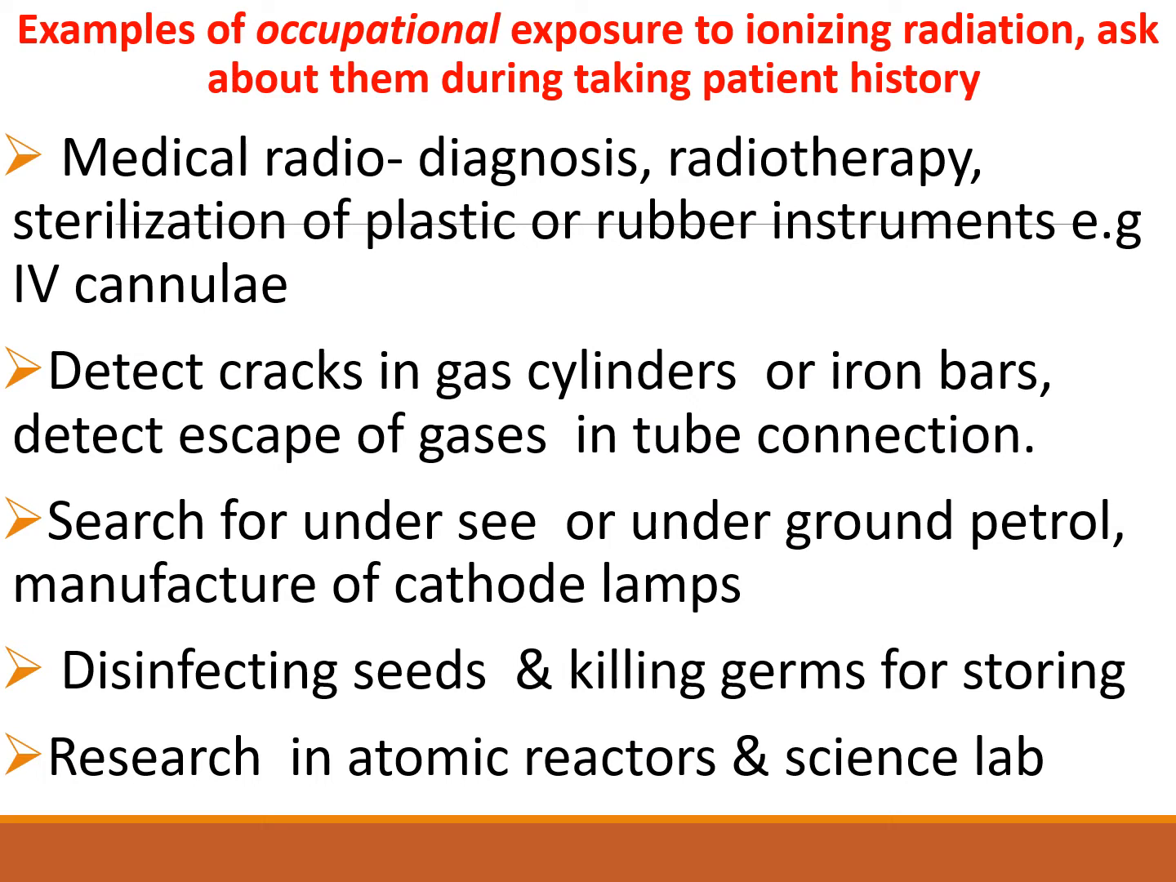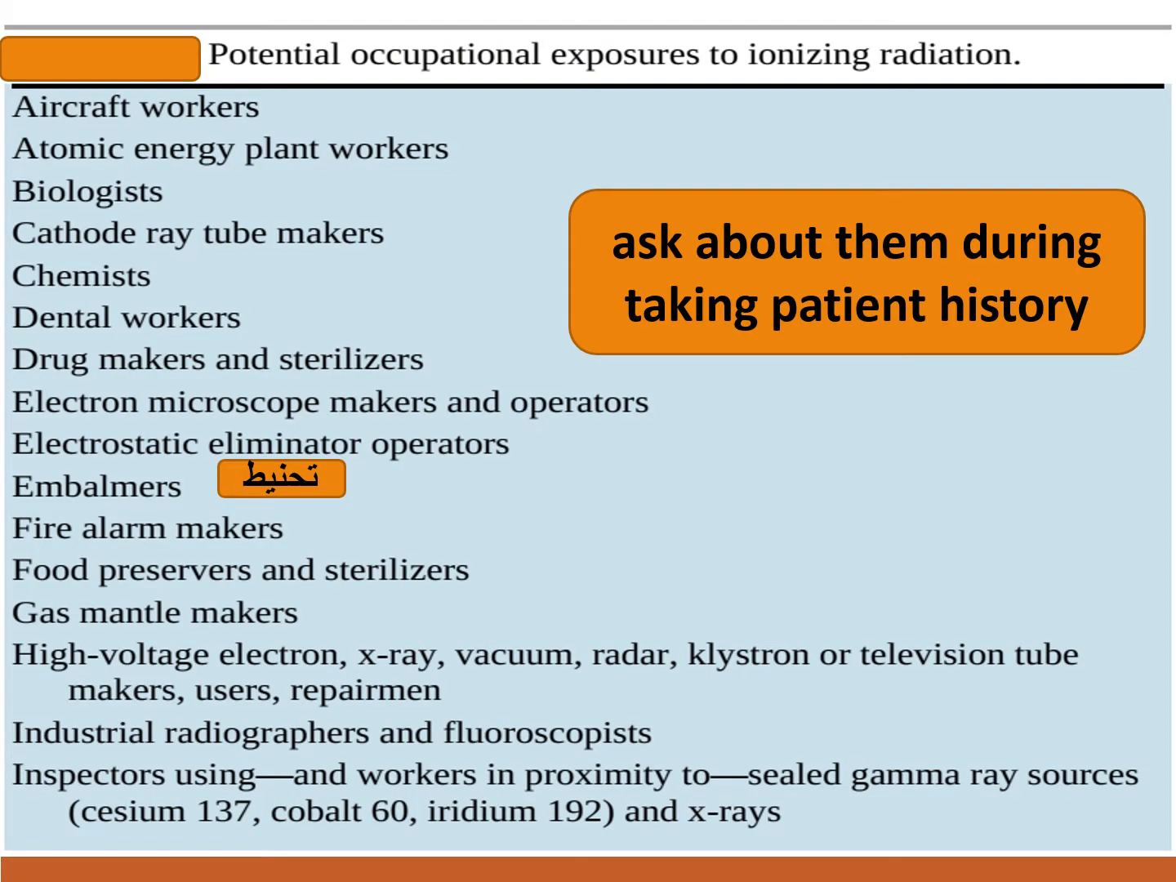Examples of occupational exposure to ionizing radiation. Ask about them during taking patient history. If you suspect that this patient is exposed to any type of radiation, ask about these types. He may be exposed to them: medical radio diagnosis, radiotherapy, sterilization of plastic or rubber instruments, e.g. IV cannula, detecting cracks in gas cylinders or iron bars, detecting escape of gases in tube connections, searching for undersea or underground petrol, manufacture of cathode lamps. All these can be exposed to radiations. Also disinfecting seeds, killing germs for storing, research in atomic reactors and science labs. These are potential occupational exposures to ionizing radiation.